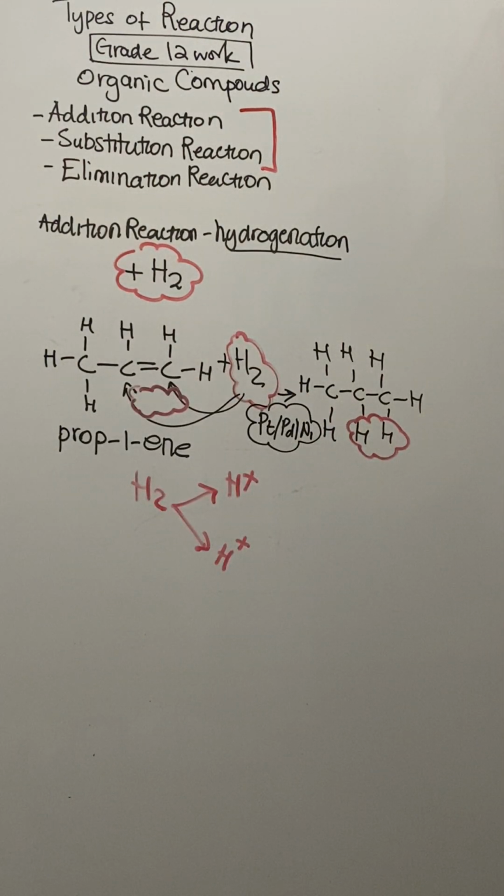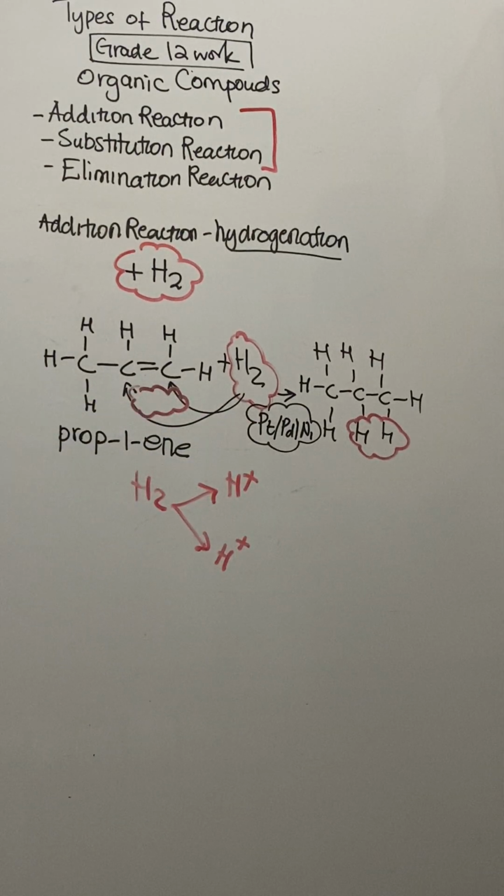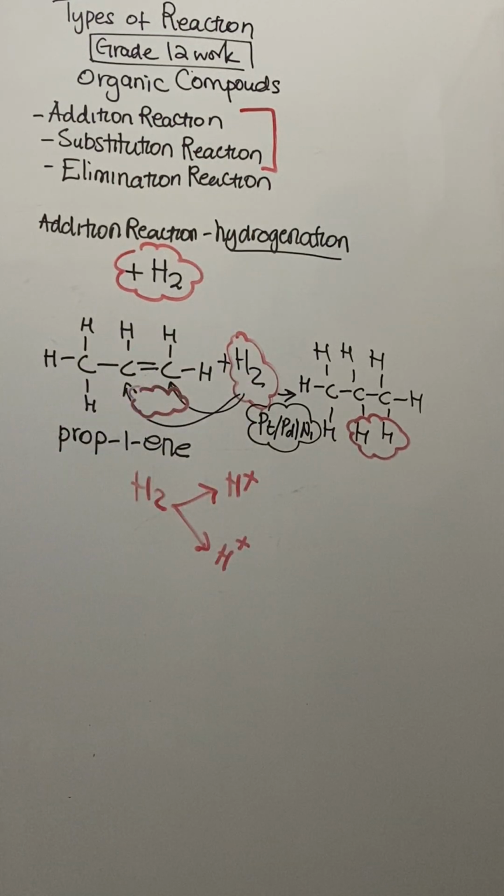So it's going to need a catalyst to help it break the double bond, because the hydrogen gas or the hydrogen atoms will not be able to break the bond between the two carbon atoms because of the polarity of the carbon atoms. So this is the first reaction which we regarded as hydrogenation. Any question?